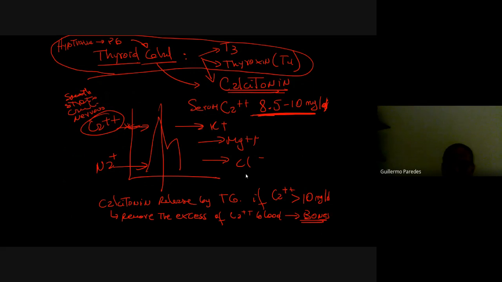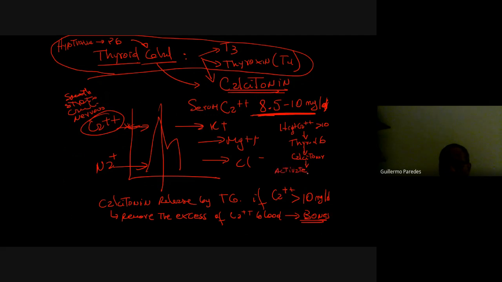Yes. And who is doing that? Basically, the calcitonin. When you have high calcium, more than 10, that is going to go to the thyroid gland, and the thyroid gland produces the calcitonin. The calcitonin is going to go and activate the osteoblast.